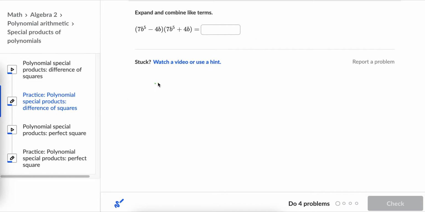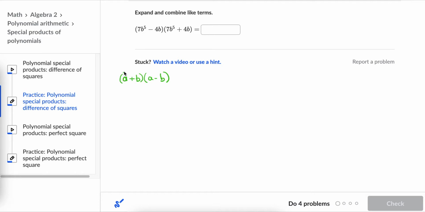You may recall that the difference of squares when you were working with quadratics was something along the lines of this. You might have used x and y, but we're going to use a and b today. So you've got a plus b times a minus b, and this is the difference of squares.